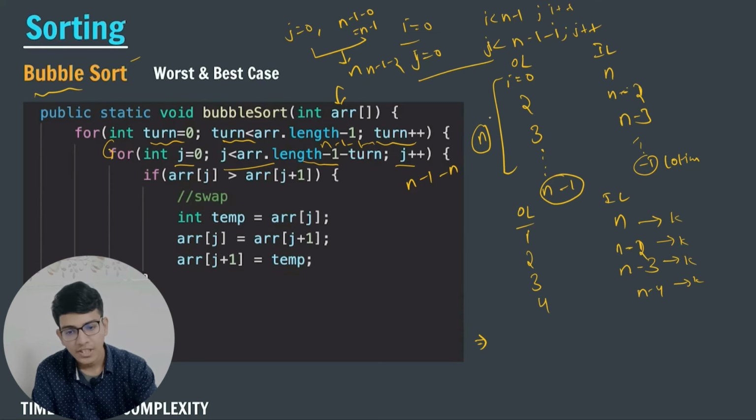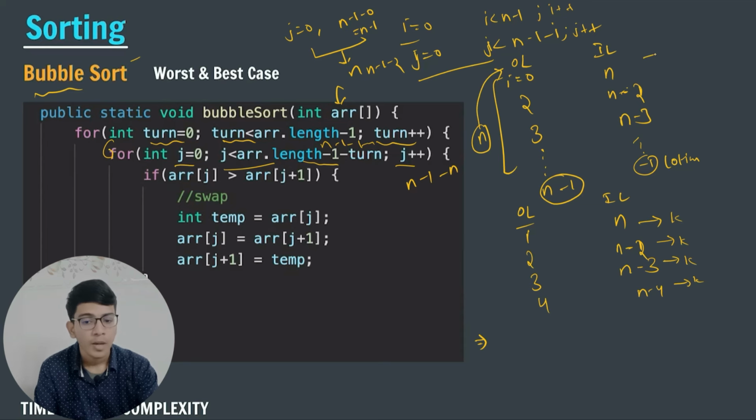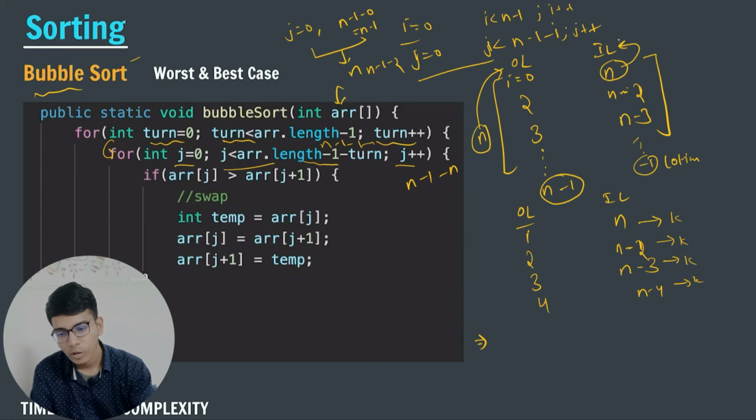So at worst case, my outer loop is running n times. Similarly, at worst case, my inner loop will also work for n times. So what I told you, that my outer loop into my inner loop, this thing will give me time complexity.